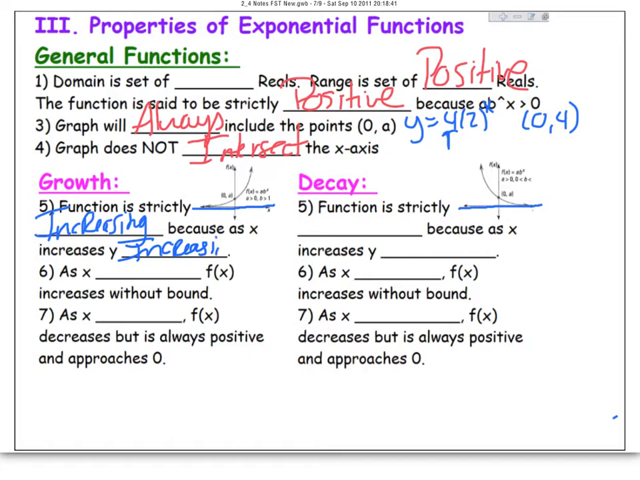You know, on the flip side, if we look at the decay function here, this function is said to be strictly decreasing because as we see the x's get larger, moving this way, the y values are actually shrinking. So on this one, it is said to be as x increases, y decreases.